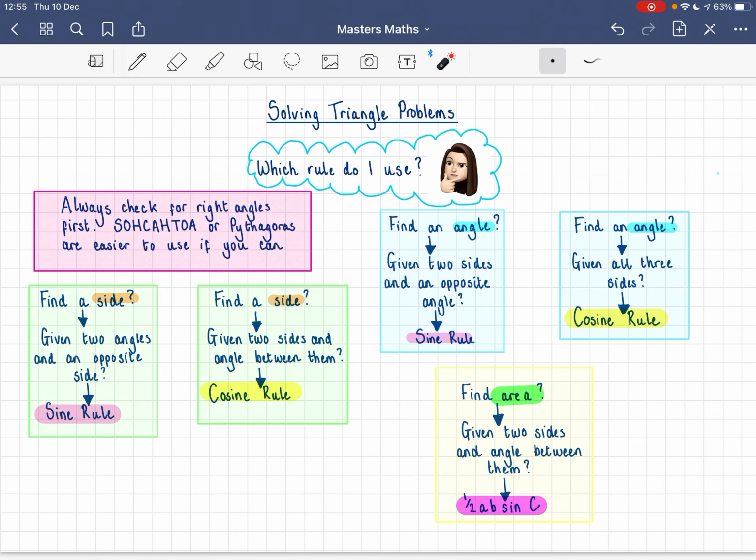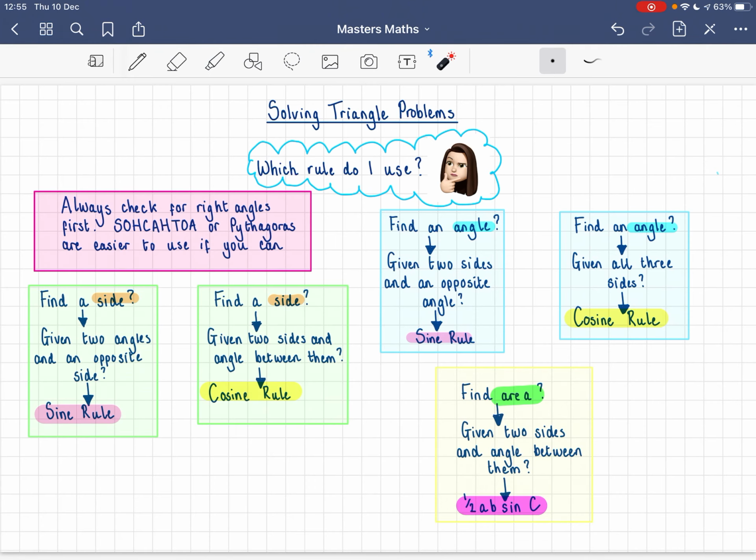If it definitely doesn't have a right angle, then move on to these lovely coloured boxes. So if you are trying to find a side, there are kind of two scenarios that you could have. You are given two angles and an opposite side, so kind of two side-angle pairs with one of the sides missing, and that's what you need to work out. Then you would use sine rule. Or if you're being asked to find a side and you have two sides and the angle between them, then that is when you would go ahead and use cosine rule. So those are the conditions that you need to have in place before you can use each of the two rules.